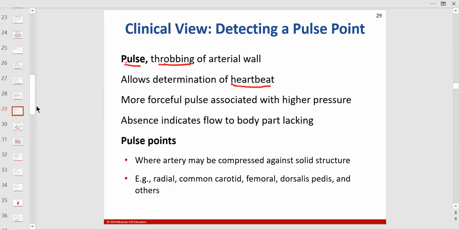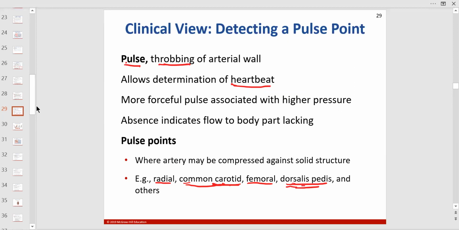So the radial is a good one. The common carotid, especially the internal common carotid, right by your SCM. You can get a femoral pulse up above the thigh. And dorsalis pedis, that's all the way down by the foot, right? And that should be the same feeling as you get from the common carotid at rest, as long as you have good arterial blood flow to the foot.